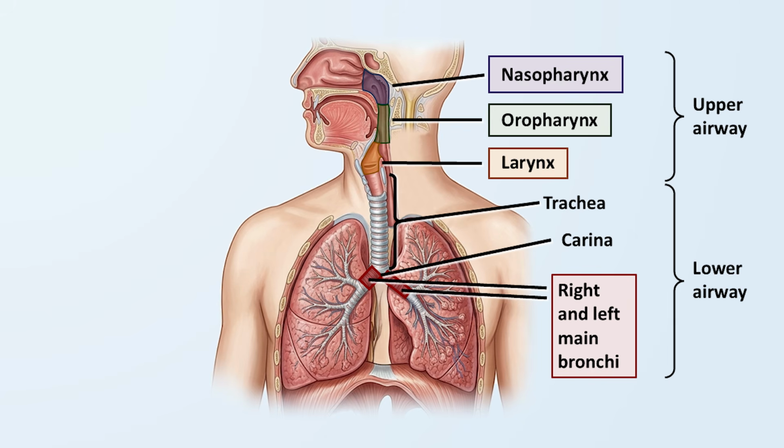These two main bronchi are not symmetric. Although it's not shown in this diagram, the right main bronchus is wider and oriented more vertically, which is why most aspirated foreign bodies end up in the right lung rather than the left.